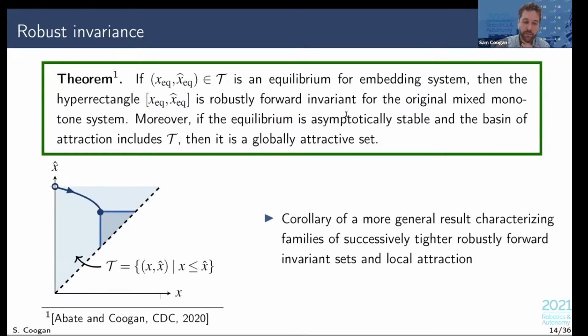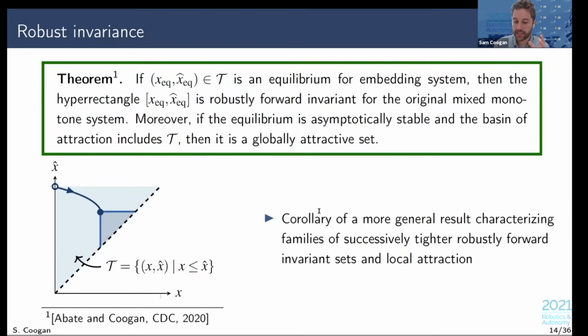So in particular, here's the theorem. If you can find an equilibrium point, say x equilibrium and x hat equilibrium, that exists in this upper triangular region, then the hyperrectangle that's defined by these two points is robustly forward invariant for the original mixed monotone system. Robustly forward invariant means that the reachable set from this hyperrectangle is always contained within the hyperrectangle for any time horizon t. Moreover, if this equilibrium is asymptotically stable and the basin of attraction includes the entire upper triangle, then this robustly forward invariant region is also globally attractive. Every trajectory converges to this robustly invariant region.